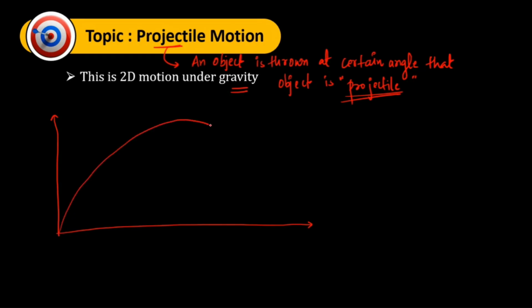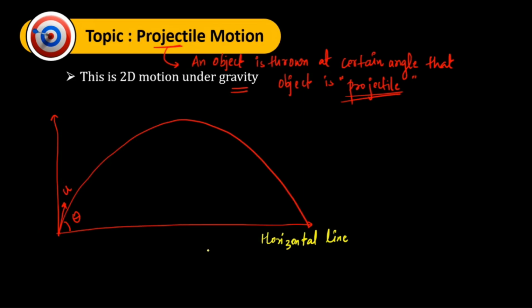Suppose you have thrown an object with a certain velocity at an angle theta. Let us consider its velocity to be u, and the angle which it makes with the horizontal line is theta. This is the horizontal line, or something we can call the ground. Whatever angle the projectile's initial velocity makes with the horizontal line, we call it theta.